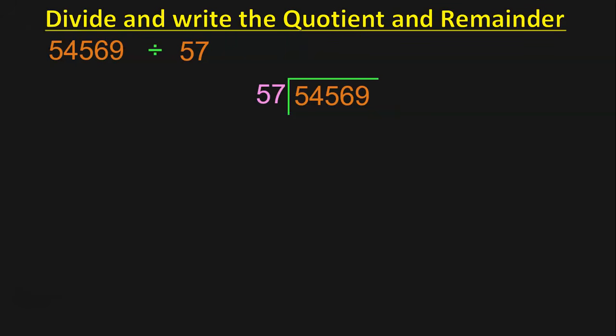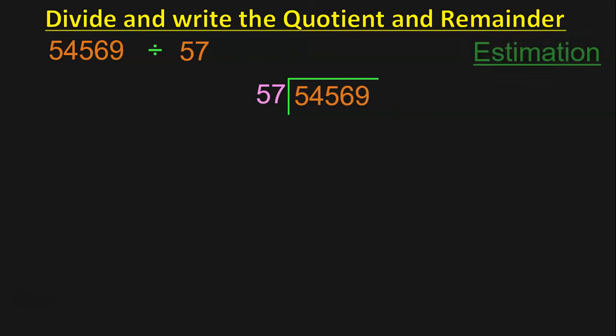So, we have to consider 2 digits together. 54. 54 is also lesser than 57. So, it is incorrect to ask how many 57s are required to make 54? So the next step will be to consider the 3 digits together, 545. Dear viewers, hope you are able to understand how we are using the process of long division step by step.